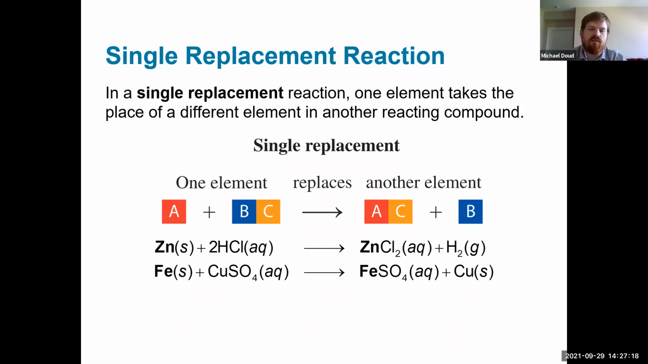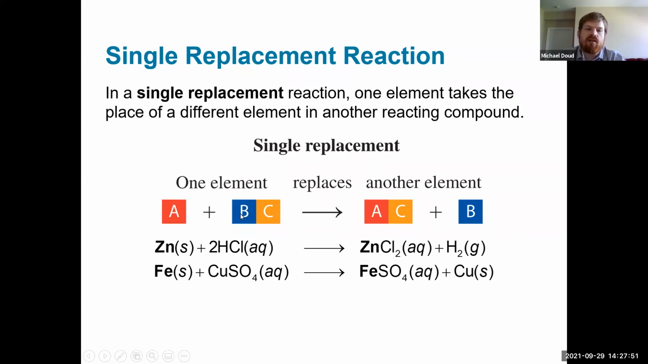Okay, so those are the relatively straightforward ones. The next 2 are a little bit more difficult to describe. We have single replacement and then double replacement reactions. In a single replacement reaction, one element takes the place of a different element in another compound. So basically, you always have an element plus a compound, and then you have a switch. The generic form is you take an element A and react it with a compound BC. You end up with a product AC, and then the element B is left over.